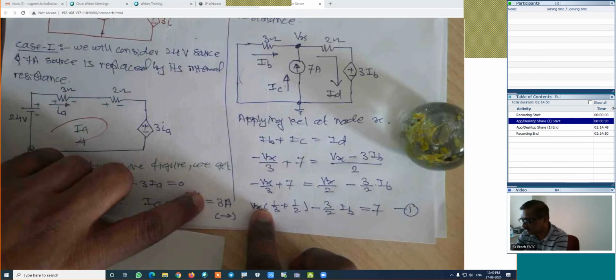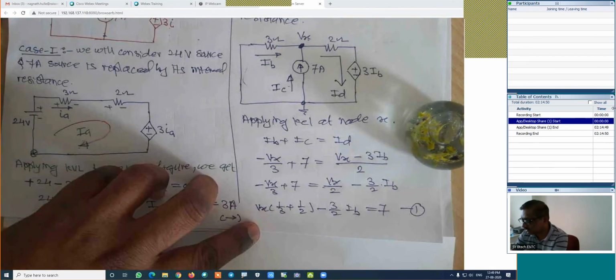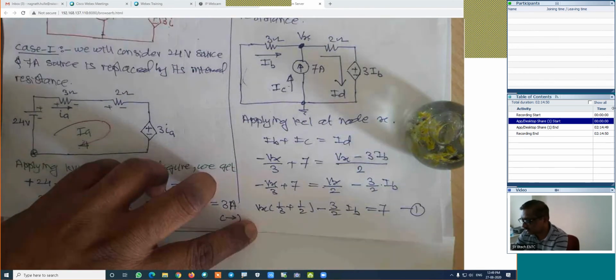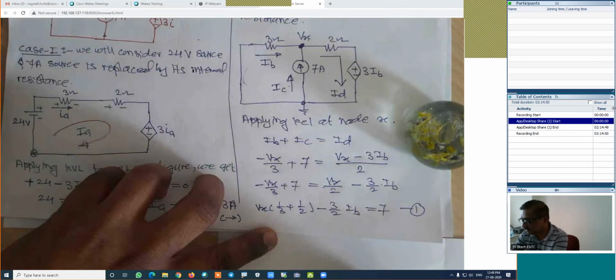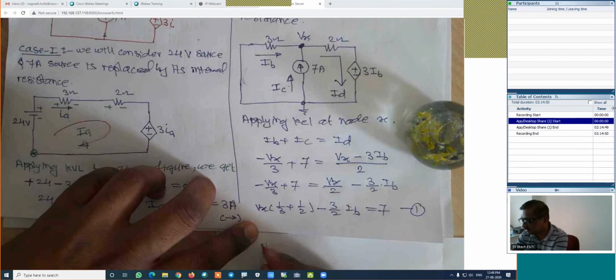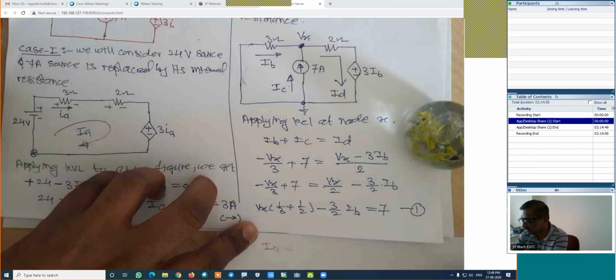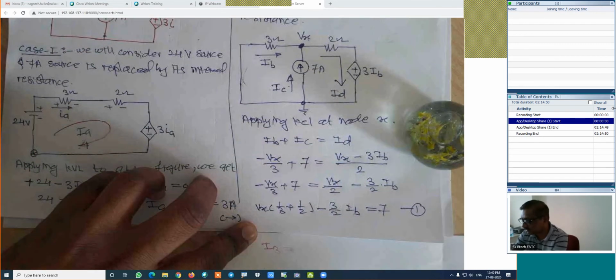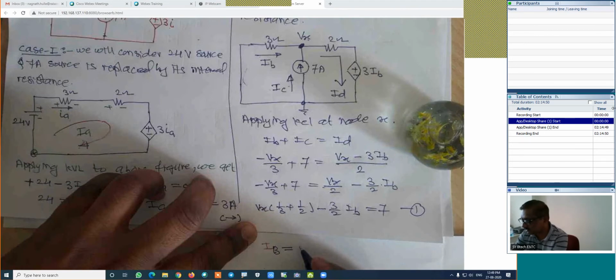Vx and IB. Already we have obtained that IB. So what should be our second equation? Our second equation will be something like this. This IB is equal to this equation we have already with us. This IB is equal to minus Vx by 3. This is the second equation.